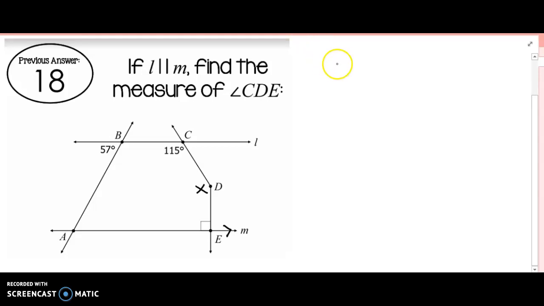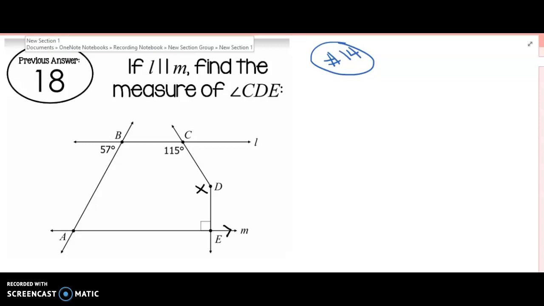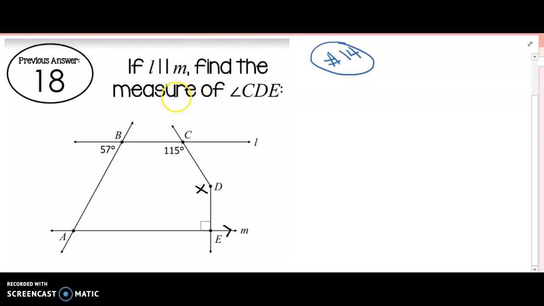All right, guys, so this is number 14 on your scavenger hunt. I had a couple emails of students not quite sure how to approach this. So I'm going to go over it with you, and hopefully this helps you understand it a little bit better. If not, please email me and we can chat about it to make sure you understand it.